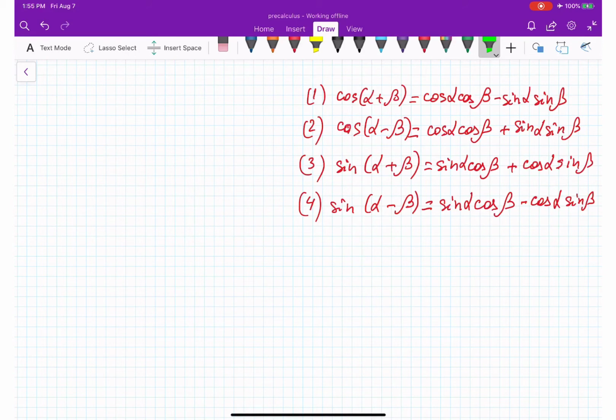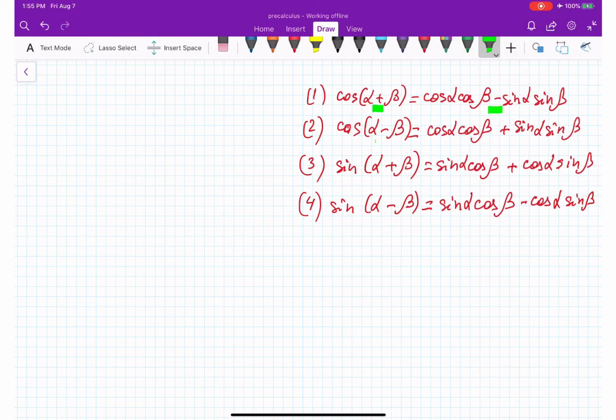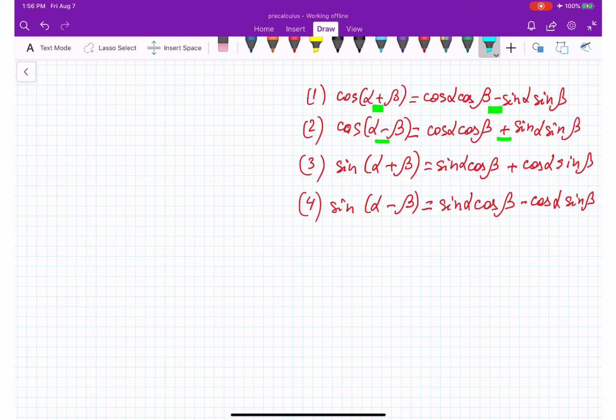What is interesting about cosine sum and difference is that when you have a sum here, you are using the opposite sign. When you have a difference here, you are using a sum, so you flip the sign for the cosine formula. The other interesting thing is that cosine sticks strictly with cosine, and sine sticks with sine. This is about the cosine formulas.